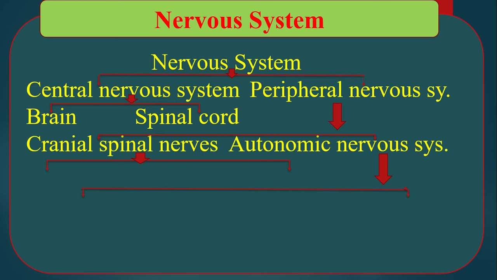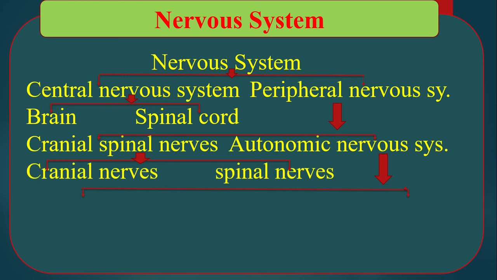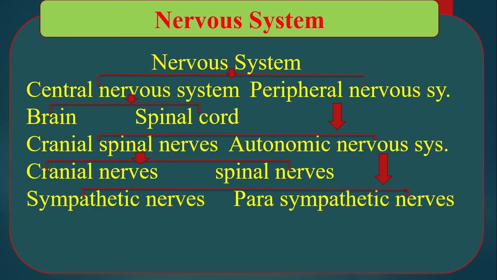Cranial spinal nerves are again divided into two. Number 1, cranial nerves, the nerves which are directly connected with our brain, and number 2, spinal nerves, which are directly connected with our spinal cord. Autonomic nervous system is again divided into two. Number 1, sympathetic nerves, and number 2, parasympathetic nerves.